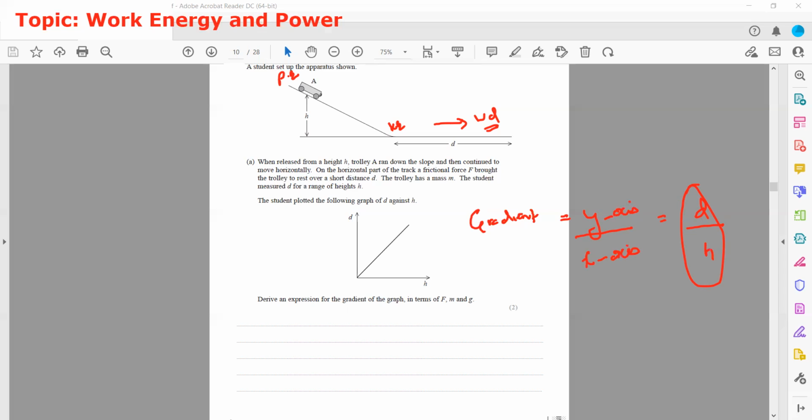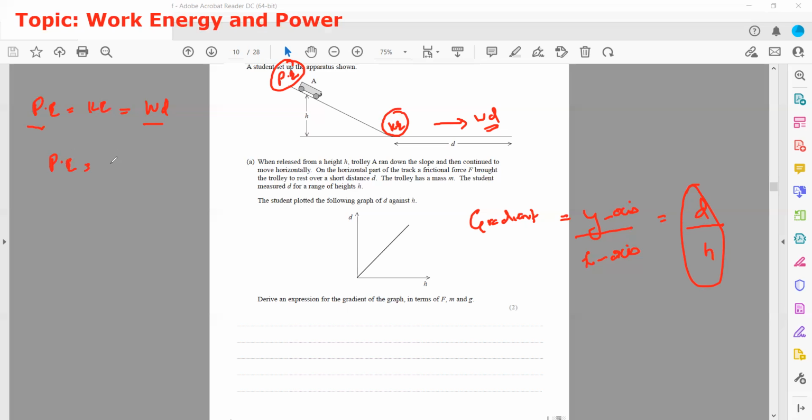So first it will have a potential energy. Its potential energy changes to kinetic, and then kinetic is used to do work against the friction. So in short, I can say the potential energy will be equal to the kinetic energy just before it reaches the horizontal surface, and then that kinetic energy is used to do work against the friction. So we can equate the potential energy with the work done.